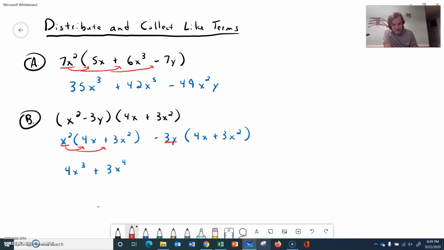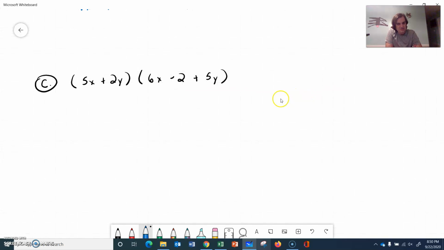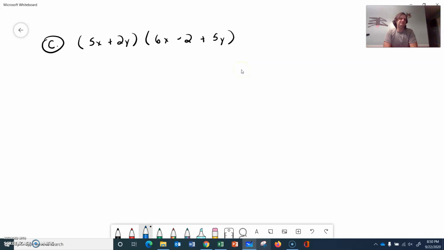The second one, I'm going to push this negative 3y into the parentheses and see what we get. Make sure you carry that negative sign with you. Negative 3y times 4x will be negative 12xy, and negative 3y times 3x squared will be negative 9x squared y. So even though we distributed everything, there are no like terms there to combine. If we did have like terms, we would combine them.